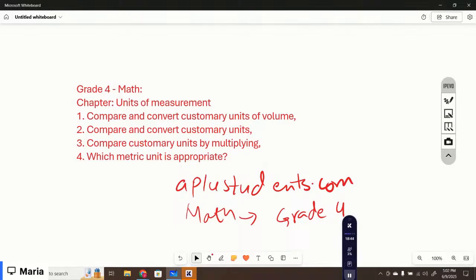The lessons we're going to cover today are compare and convert customary units of volume, compare and convert customary units, compare customary units by multiplying, which metric unit is appropriate. But please make sure you have your notebook and pencil so that you can note down the important examples and definitions as well.